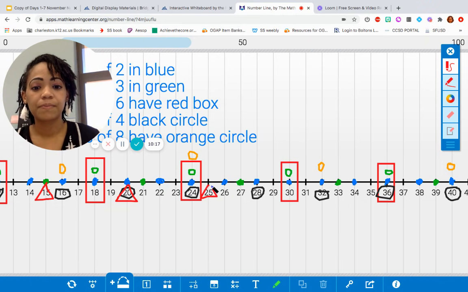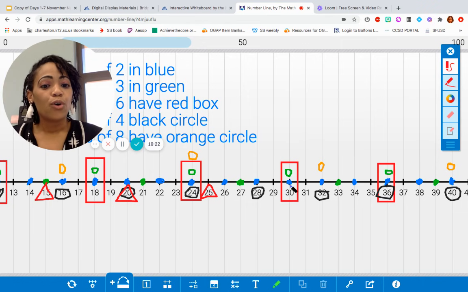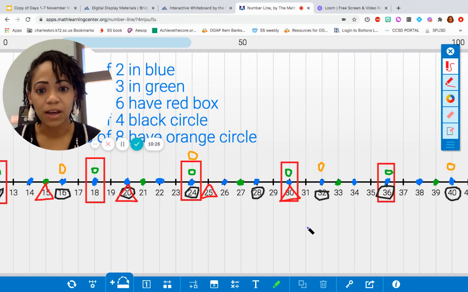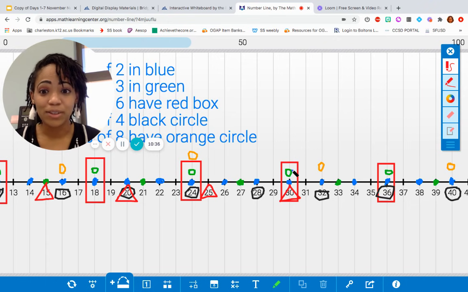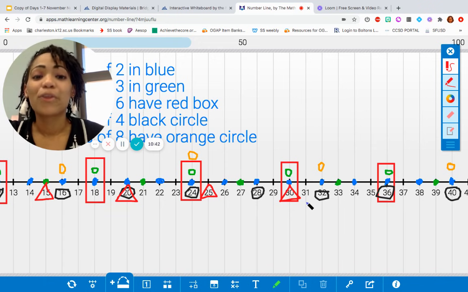25. 30. Just had to yell that one out. Oh, look at 30. How many other multiples have 30 in common? Yeah, a lot of them. 2, 3, 6. Interesting. Let's keep going.